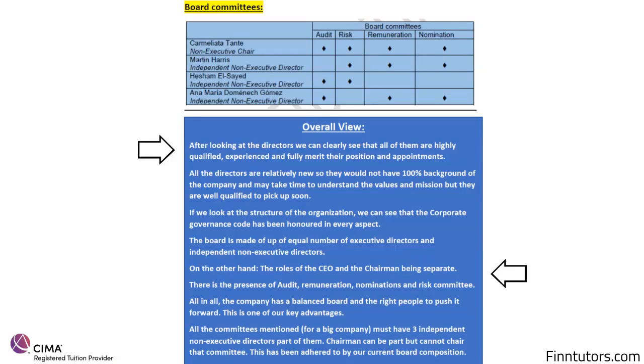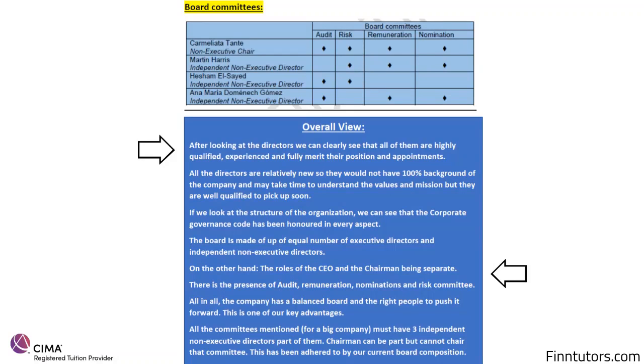So, let me take an overall view. After looking at all the directors until now, we can clearly see that all of them are highly qualified. Every director that we have is qualified, experienced, and fully merits their position and appointment. All the directors are relatively new. If you see, most of them were appointed in 2017, 2018. So they would not have 100% background of the company, and may take time to understand the values and the mission of being a director. They may be part of the organization, but becoming a director is a completely different ball game. But they are well qualified to pick up soon.